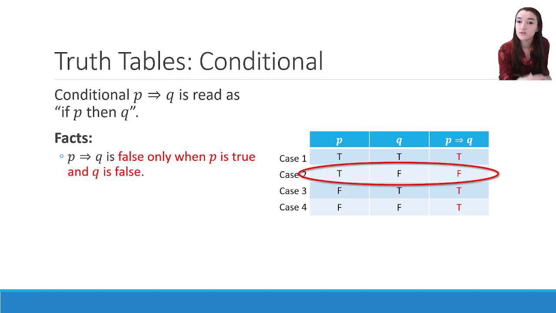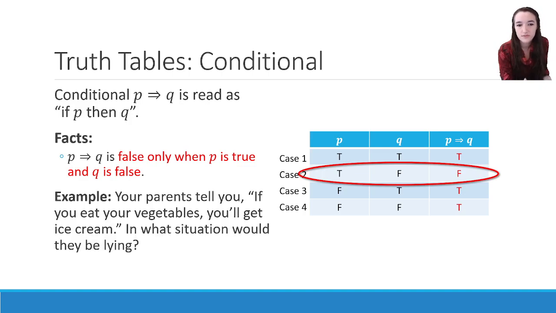So let's see an example of why that is, though, because that's going to feel a little bit weird. Why would that one be the odd one out? My favorite example of this is, let's say you're a little kid, and your parents tell you if you eat your vegetables, then you'll get ice cream. And the question then becomes, in what situation would they be lying? So let's go through each of the four.